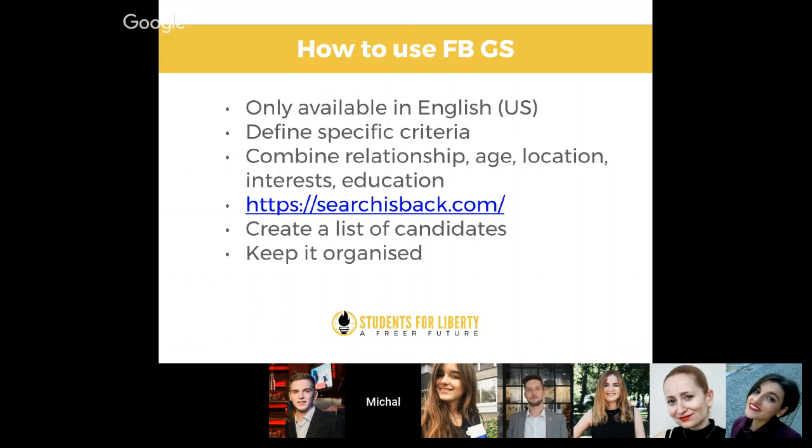Then the only thing you have to know are all those specific criteria you're looking for. You can combine relationships, meaning if the person is in a relationship or not, but also if the person is your friend, or not your friend, or a friend of your friend, or whatever. And then we have age, location, interests, education, and basically you can combine all this. It's kind of tricky to do this in a sentence, right? Because you're not sure how to put the words there correctly. And a tool which can make it really easier for you is called Searchespack.